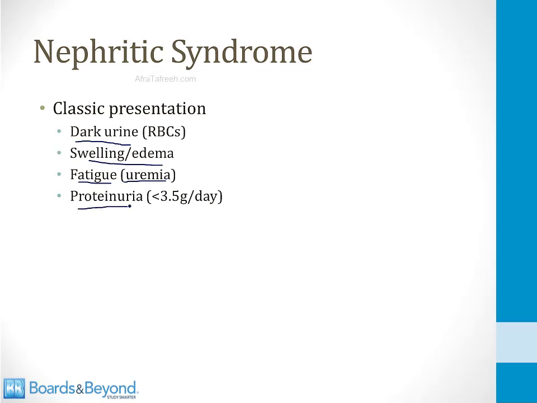And there will be proteinuria, but importantly, the proteinuria is less than 3.5 grams per day. More than 3.5 grams per day is seen in the nephrotic syndrome. In the nephritic syndrome, there is less proteinuria, and that's because the glomeruli are inflamed and there's a fall in the glomerular filtration rate, and therefore less protein is lost in the urine compared with the nephrotic syndrome.